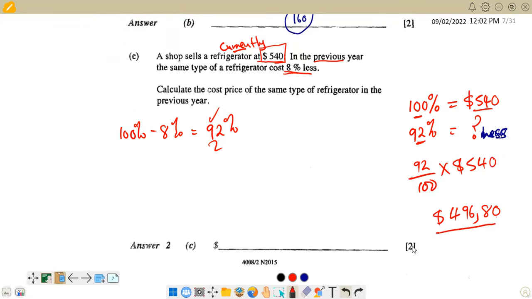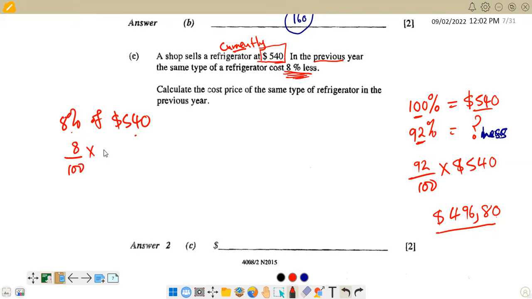Or we could have said, since this is 8% less, someone could have calculated this way. I know that this refrigerator was 8% less in the previous year. So let me find the 8% of this amount. What is 8% of what? Of $540, because we are saying it is 8% less the previous year. So 8% means 8 over 100 times $540. If I multiply this, I'm going to get $43.20. It was 43.2, but remember it's money, so 43.20.